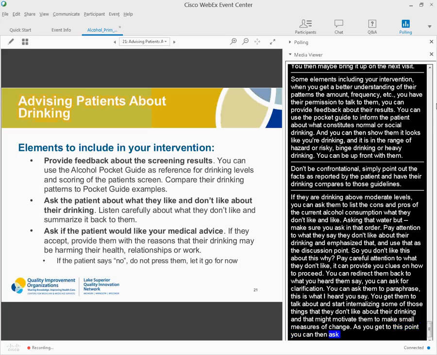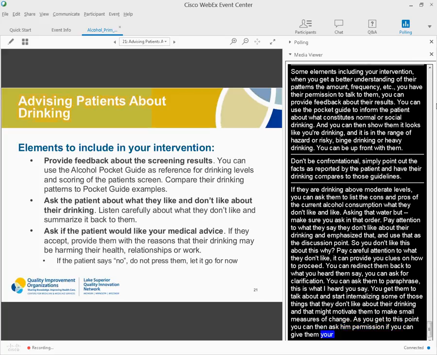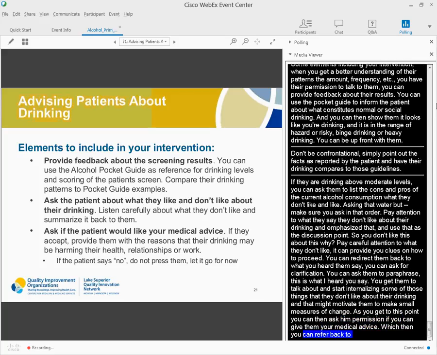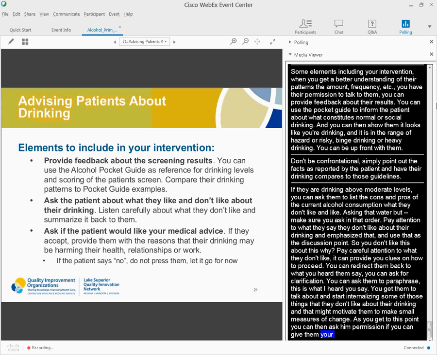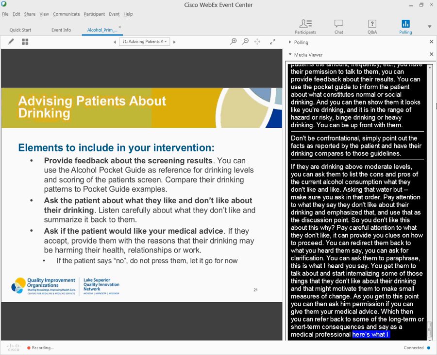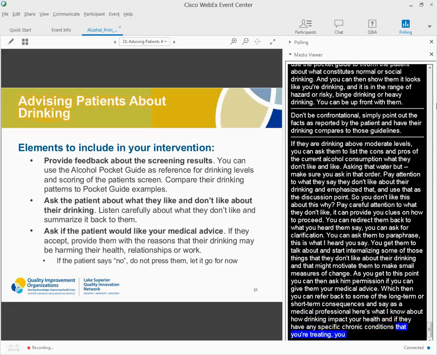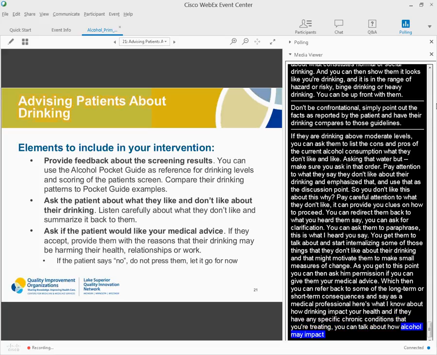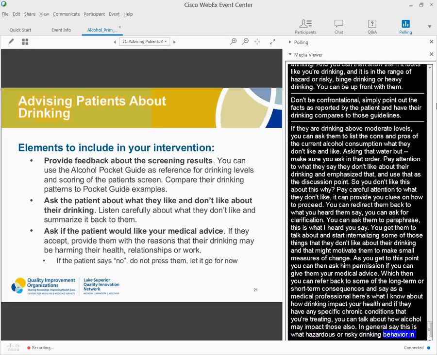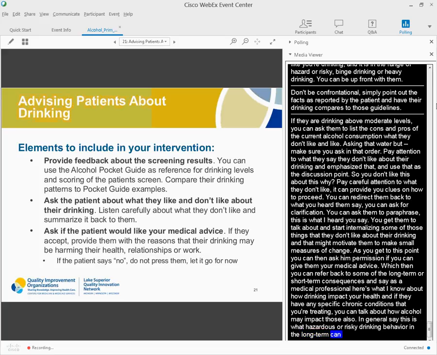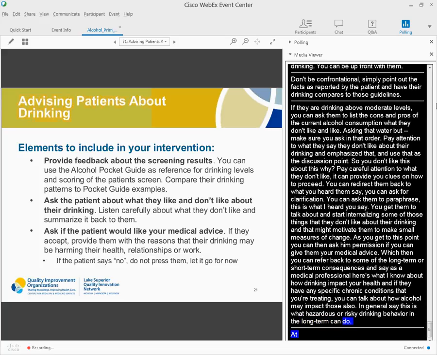if you could give them your medical advice, which then you could refer back to some of the long-term or short-term consequences of drinking and say, hey, as a medical professional, here's what I know about how drinking impacts your health in general. And if they have any specific chronic conditions that you're treating them for, you can talk a little bit about how alcohol may impact those specific chronic conditions. But just in general, say, hey, this is what hazardous or risky drinking behavior can cause in the short term and in the long term. So at that point, you might have given medical advice.